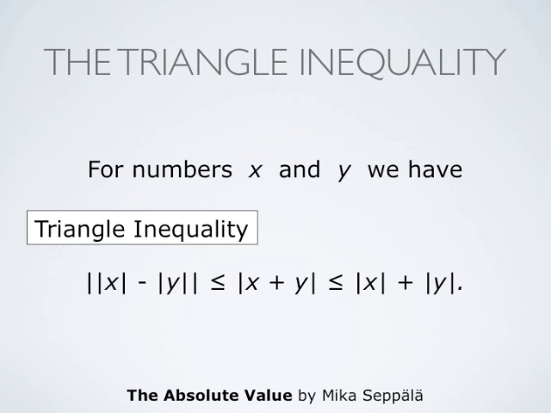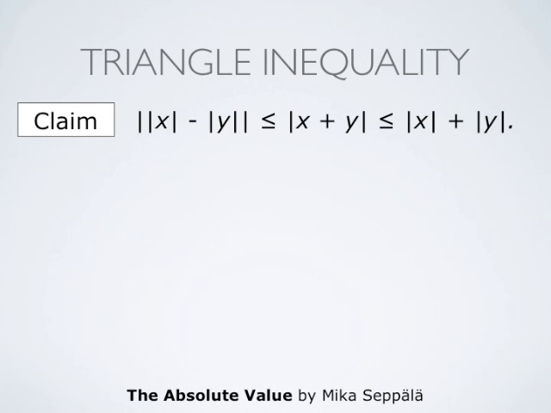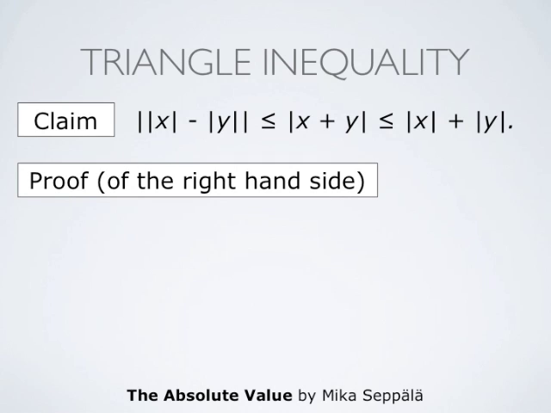Next, I want to justify why this is always true. So I start with a claim. The absolute value of x plus y is at most the absolute value of x plus the absolute value of y, and at least the absolute value of the difference, the absolute value of x minus the absolute value of y. And I first prove the right-hand side of this triangle inequality.